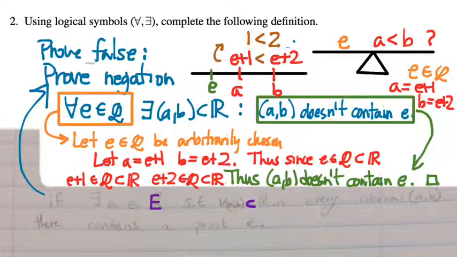And then finally, why is E not an element of that interval? Because it's less than A. Well, because it's less than A. That's all we really need to say. Thus, AB doesn't contain the point E.